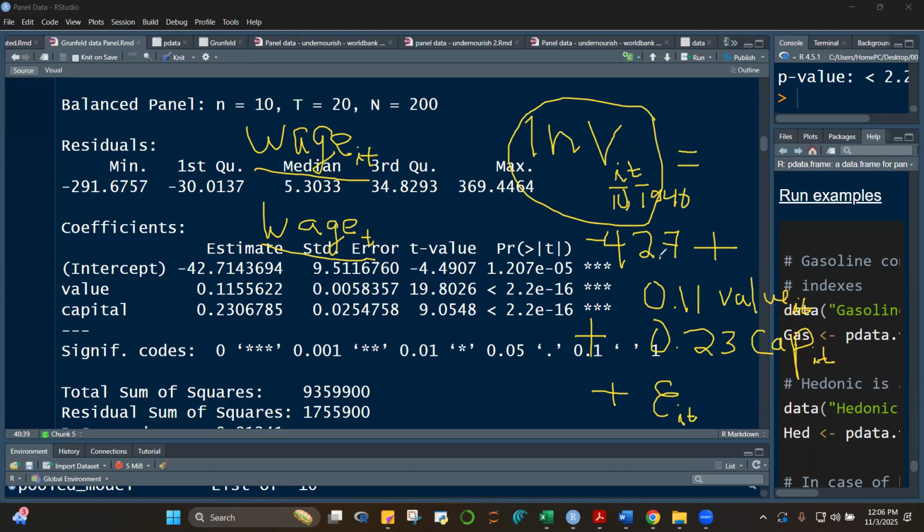Okay, so let me pause for a while and ask you if this distinction between your panel data, your cross-sectional data, and your time series data is clear, class. Is the distinction clear? Okay, good. Waiting for the others.